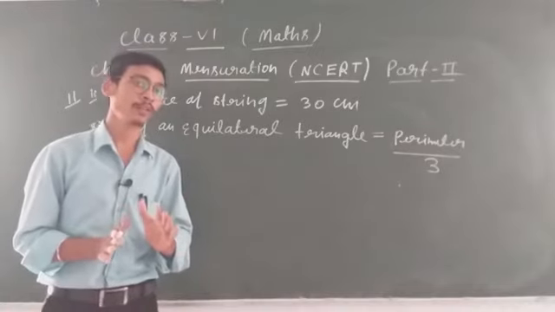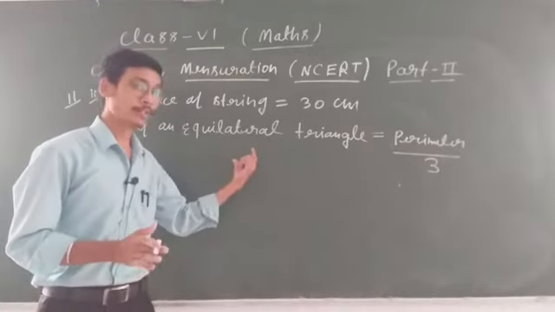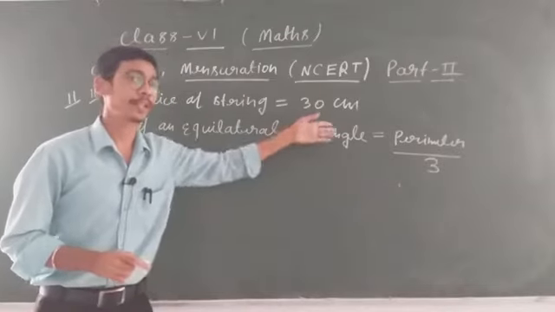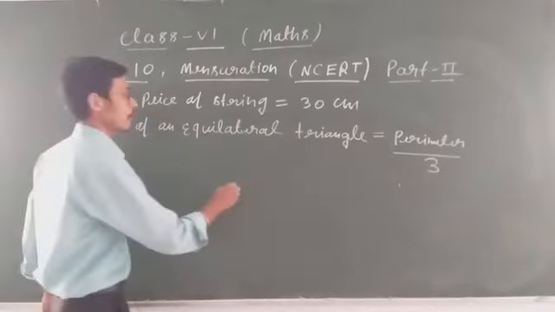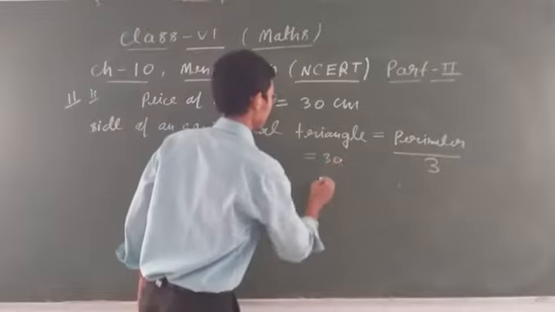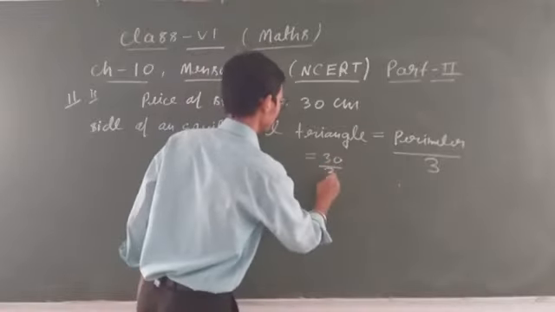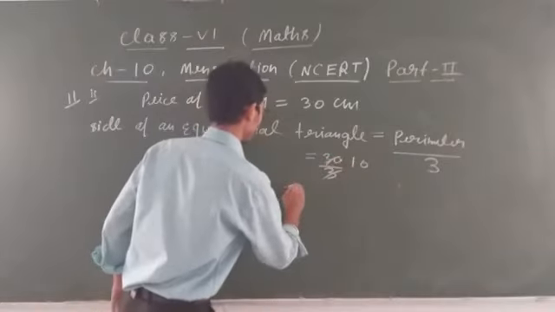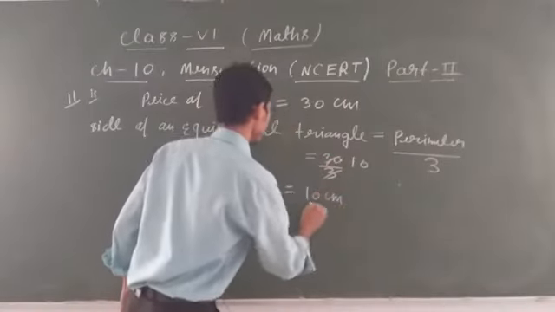So if you have to find the side, you divide the perimeter by 3, and total length means perimeter. The perimeter given is 30, divided by 3 because an equilateral triangle has 3 equal sides. So 3 10s are 30, that is 10 centimeter, your correct answer.